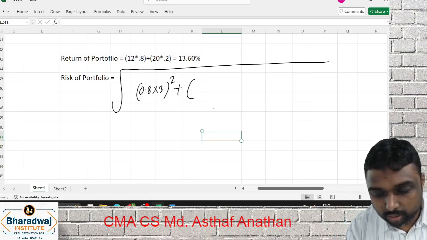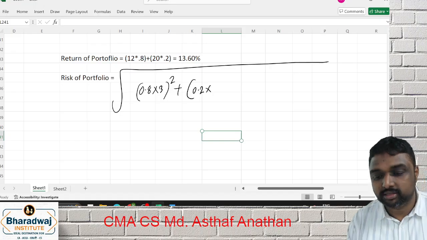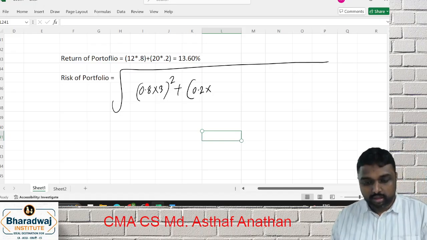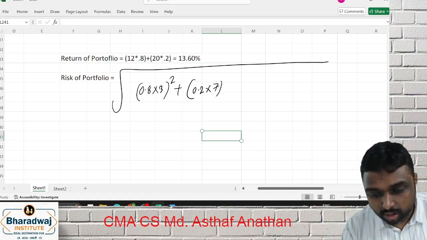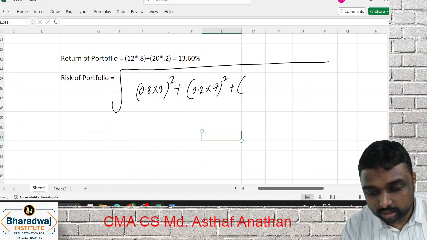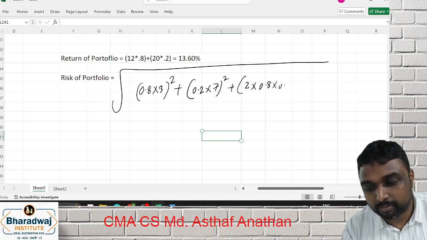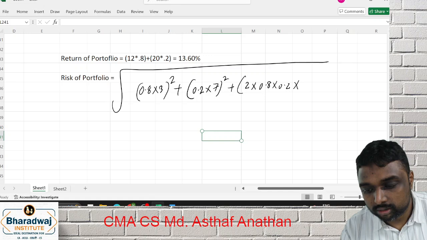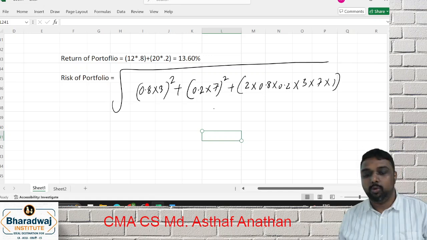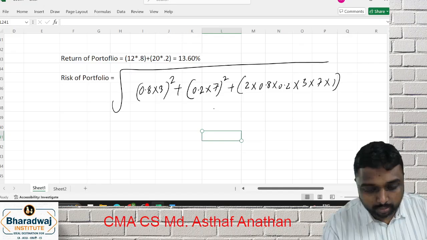Next weight is 0.2. What is the risk difference? 7. Whole square plus 2 into weight 0.8 into 0.2 into 3 into 7 into correlation. They said what? 1. Now you are able to approach.